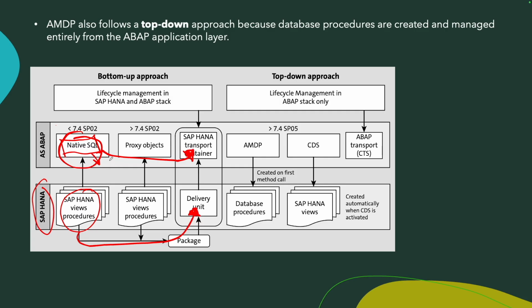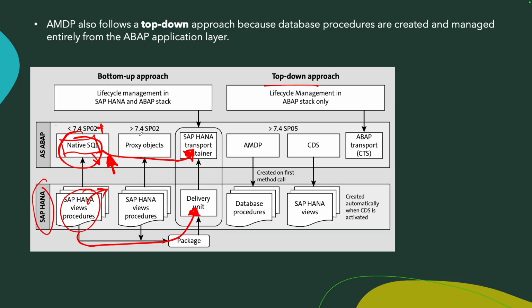The developer needs to make sure that every time he or she does any change, all the things are in sync. If they make a change here and forget to move it to production using this delivery unit, then they will get an error and they need to do the transport again. So this is very tedious, and to solve this, SAP came with this top-down approach.